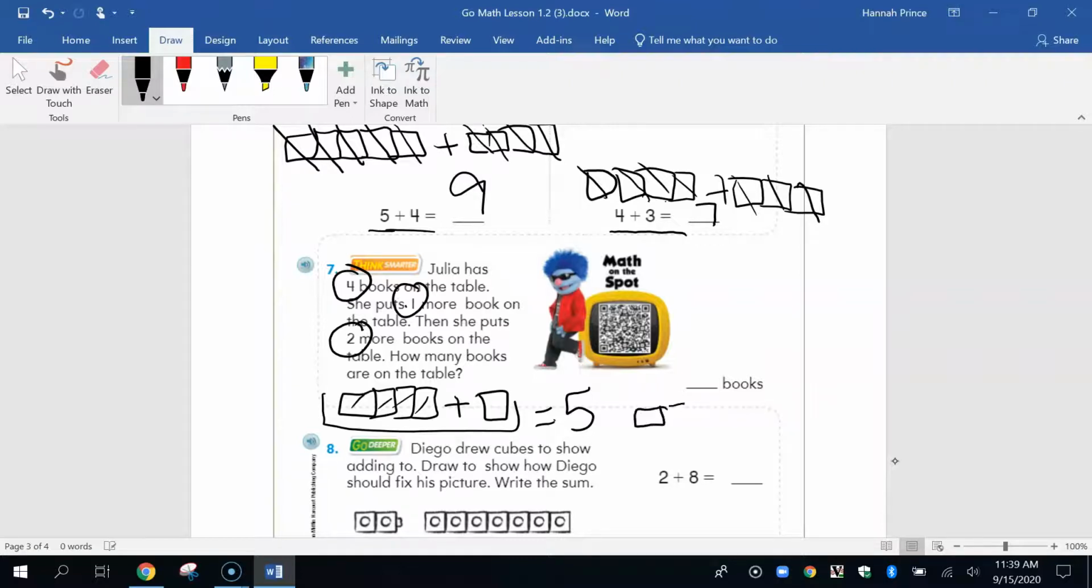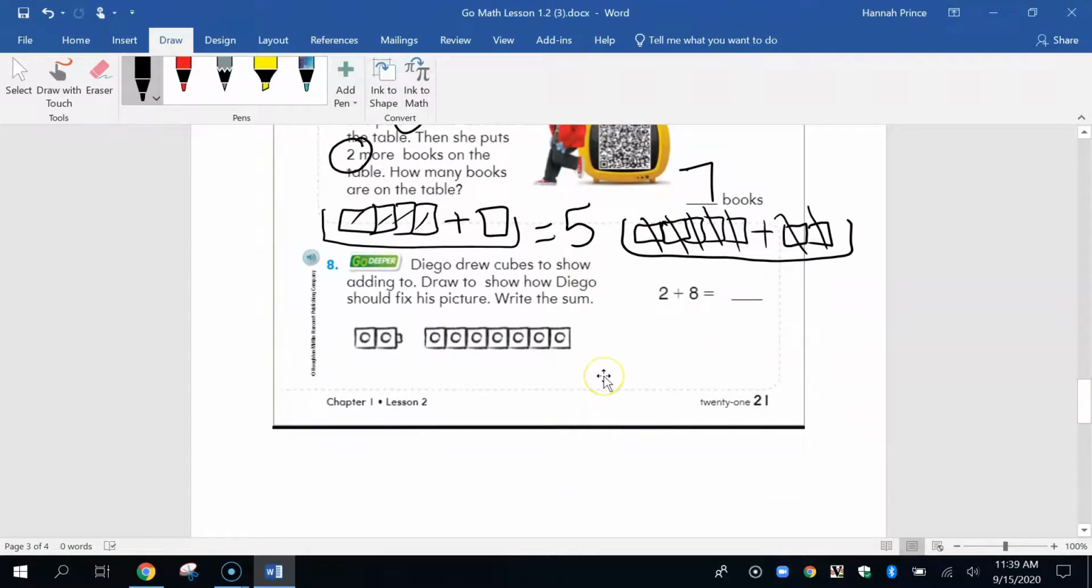So we have 5 plus 2 more. Now we have our total of all the books. How many do we have all together? 1, 2, 3, 4, 5, 6, 7. 7 books all together. All right. We have another problem down here. Diego drew cubes to show adding 2. Draw to show how Diego could fix his picture. Write the sum. Okay. So we have how many cubes here?